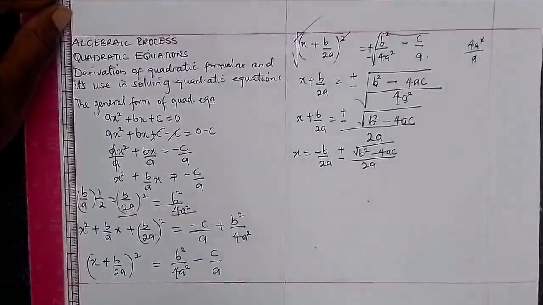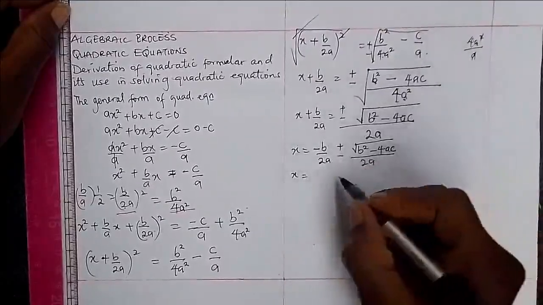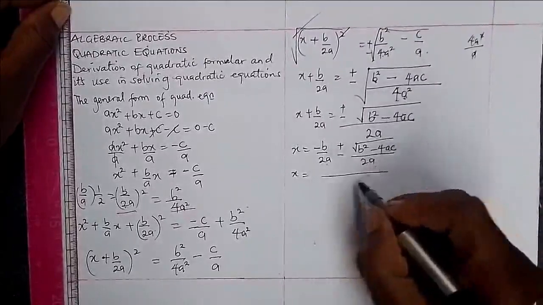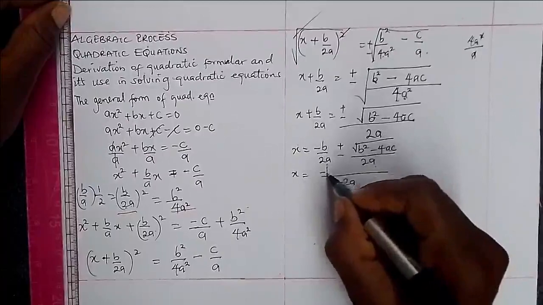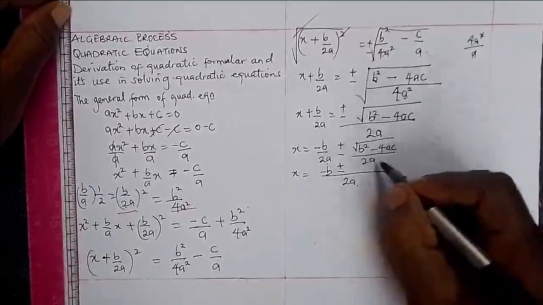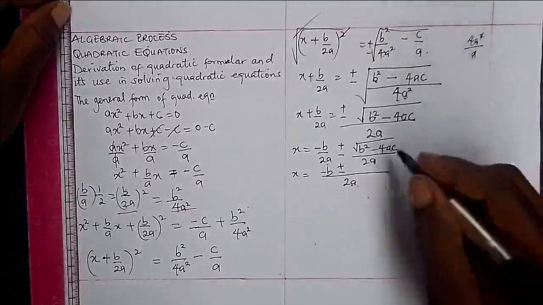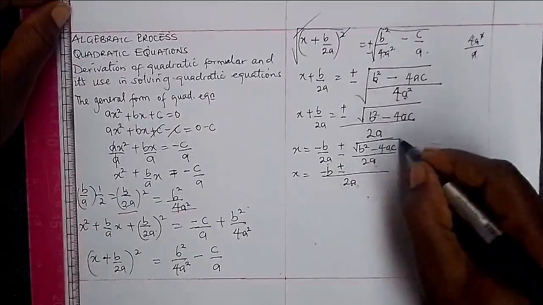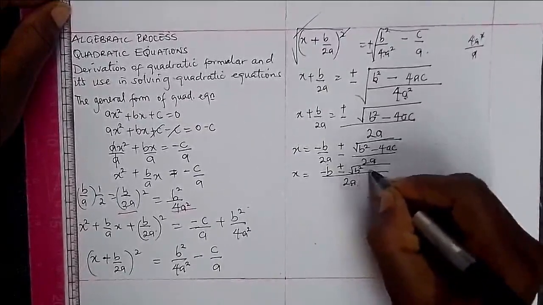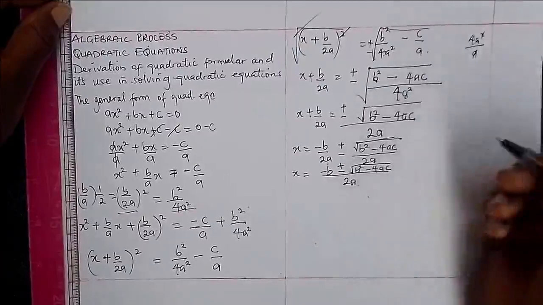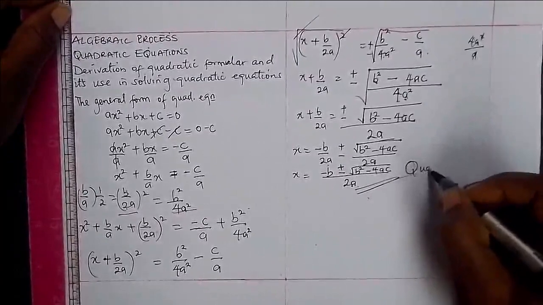I want it to have one common denominator, so we look for the LCM as well again. LCM of 2a and 2a is 2a. 2a divided by 2a is 1. 1 times b is minus b. Put your sign plus or minus. LCM of 2a divided by 2a is 1. 1 times everything. The numerator is the same thing as root b square minus 4ac. Therefore, this is your quadratic formula.